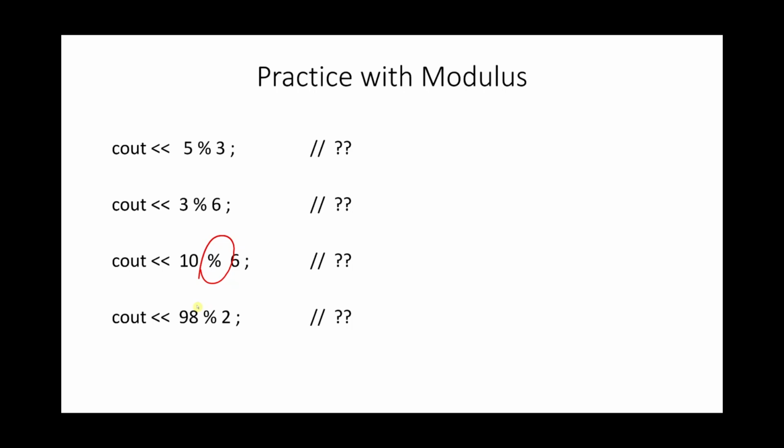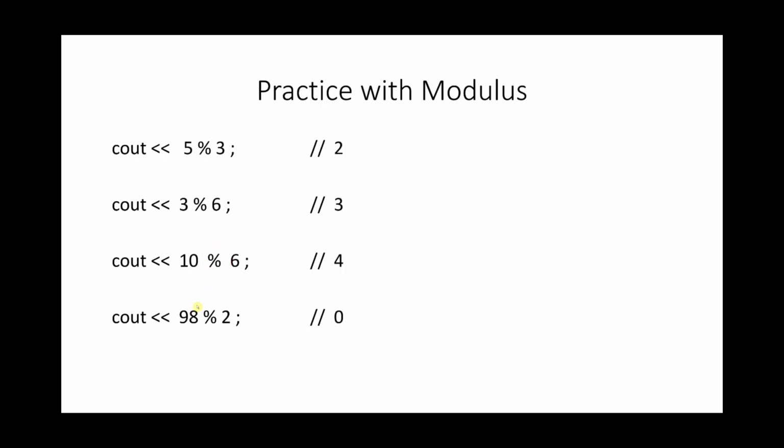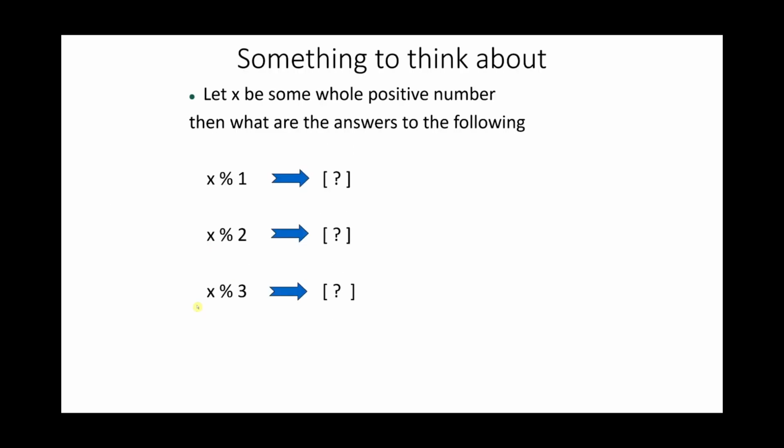98 mod 2. Let me ask you something. What is 98 divided by 2? Basically, it's 49. Do we have a remainder? No, because it's even. Any even number divided by 2 gives you a remainder of 0. So 2, 3, 4, and 0.